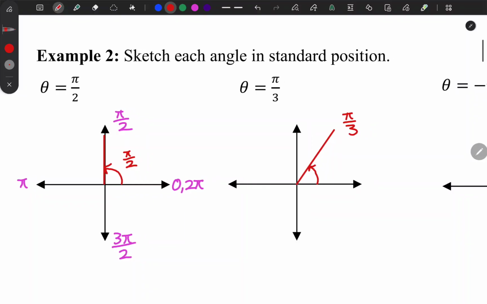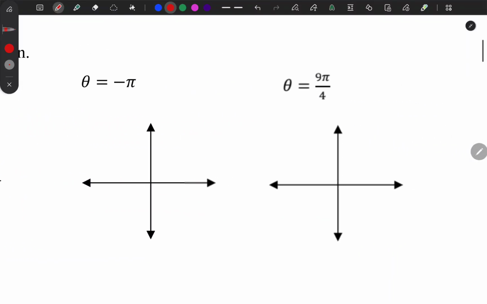Let's also look at a couple of slightly more interesting examples. And again, we'll just put in, this is 0, pi, 3 pi over 2, pi over 2. For negative pi, we do the same thing. We go clockwise instead of counterclockwise. So we want to travel pi, or half of a full circle rotation, but we go clockwise for a negative angle.